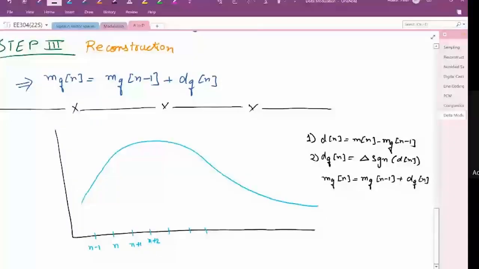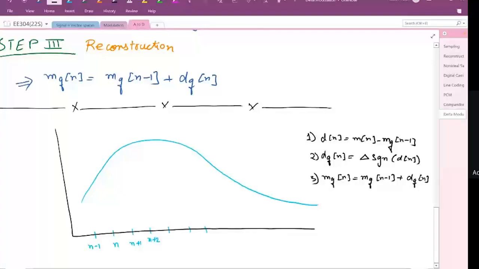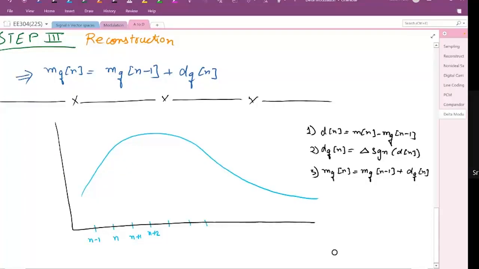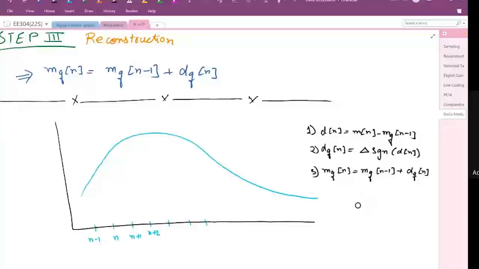Sir, yeah, go ahead. What is the meaning of dqn? So dqn is saying whether the difference was positive or negative. That means whether the new signal which has come has increased or decreased. Yes, this is what it says.